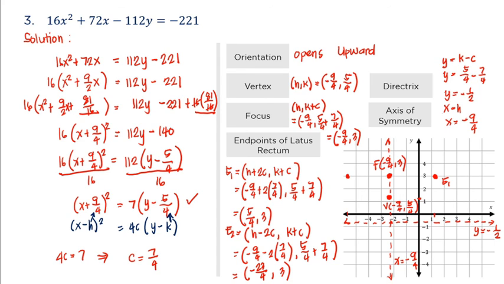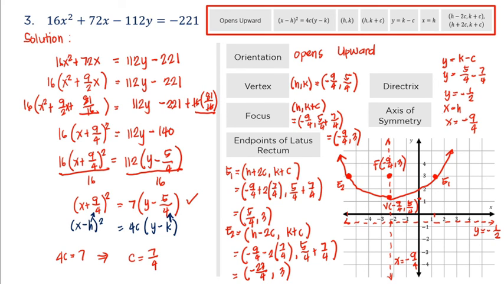From that, we can now sketch the graph. It opens upward, so we have that parabola. Checking if the formulas are correct: vertex is (h, k), correct. (h, k plus c) is the focus. y equal to k minus c is the directrix. x equal to h is the axis, and you have (h plus or minus 2c, k plus c). So, all correct.